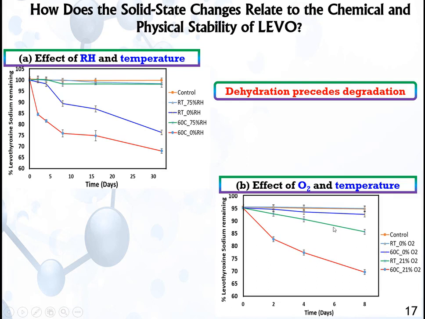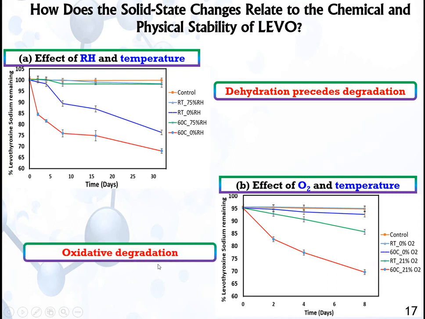And if you look at the effect of oxygen and temperature, you put the other piece of the puzzle to bed, and that is that when you have full oxygenation and dehydration, then you'll get a lot of degradation. And if you have room temperature and with O2, you'll get some degradation. And if you have no oxygen, even when you dehydrate it, it will remain relatively stable. So we know that it's an oxidative degradation.